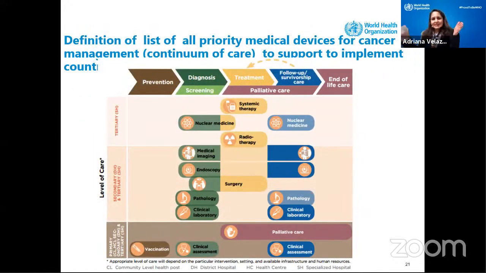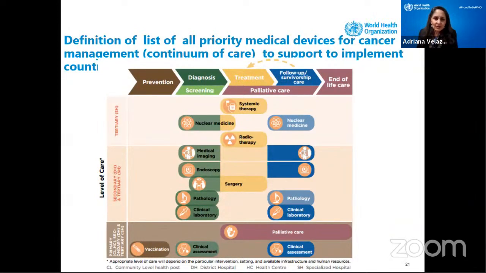And this is the framework. When you use a device, you use it either to prevent, to diagnose or screen, to treat, or to do follow-up or monitoring, for palliative care, and even for the end of life. And that is this arrow that you can see here. So we need devices in all of these areas.